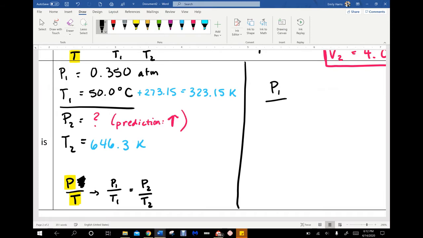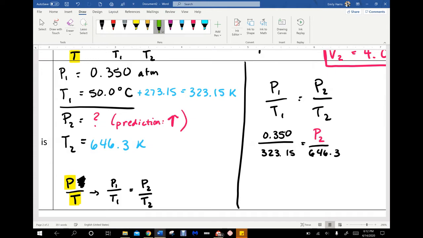So we've got P1 over T1 equals P2 over T2. Our first pressure was 0.350, first temperature 323.15. We're looking for the second pressure, and then we know the second temperature is 646.3. So again, let's do our cross multiplication: 0.350 times 646.3, and we'll set that equal to 323.15 times P2.